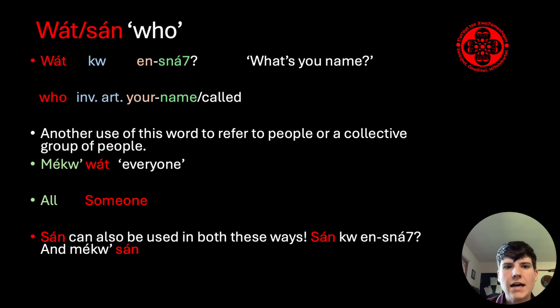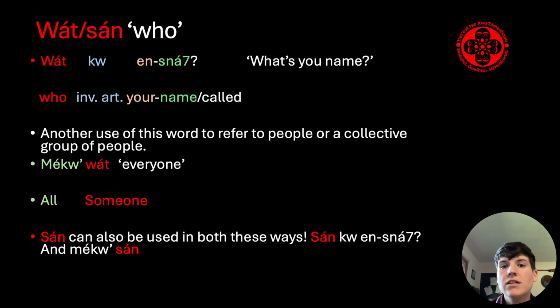You can also see I added a color-coded breakdown section, so let's get into that. We know that wat means who. The KW is what we call an invisible article, used when you're talking about something that you can't visibly see. The en or un is a possessive pronoun, meaning your, and snet is the word for name. So this means who the your name, more directly translated.